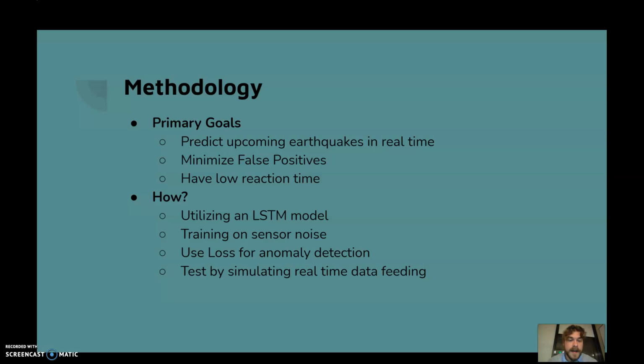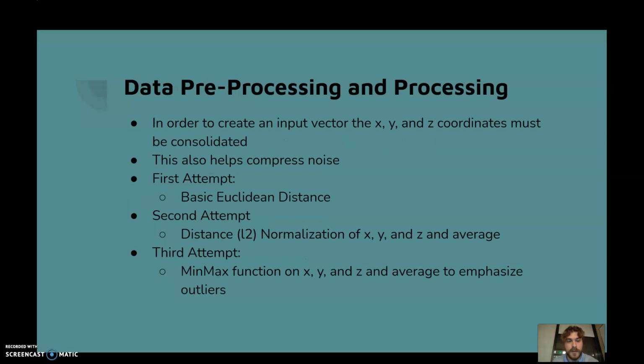So the methodology. Let's first talk about our goals. We want to predict upcoming earthquakes in real time as fast as we can. I want to minimize the number of false positives and have a reaction time as low as possible, of course. So like I hinted at before, we're going to be utilizing an LSTM model, training it on sensor noise, and then using that to predict incoming data, and then using the loss for anomaly detection. We can, of course, test this by simulating real-time data feeding that isn't currently available.